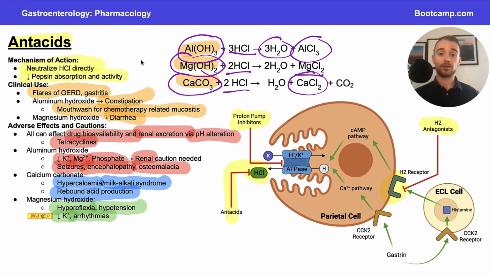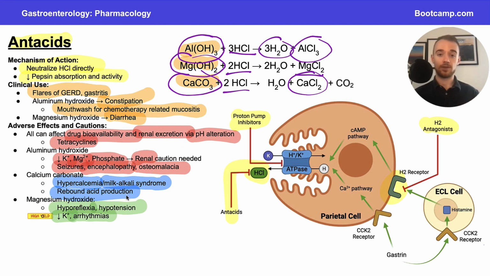So to briefly cover what we talked about in this video, our antacids directly neutralize our hydrochloric acid. They're also going to decrease pepsin absorption and activity, but the mainstay of this treatment is to neutralize the acid directly. They're used for flares of GERD and gastritis, and you should not be taking antacids throughout the course of the day, in part because one of these antacids is known for giving constipation, while the other is known for causing diarrhea. And the third one of these, calcium carbonate, can cause hypercalcemia or milk alkali syndrome if taken in excess. All of these different antacids are going to affect drug bioavailability and renal excretion via pH alteration, especially tetracyclines.